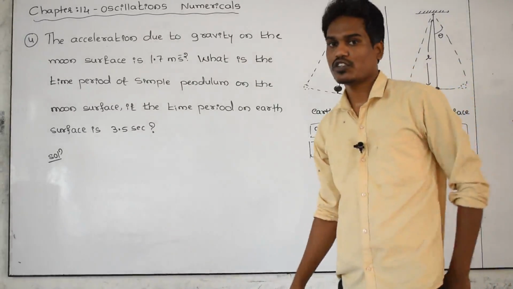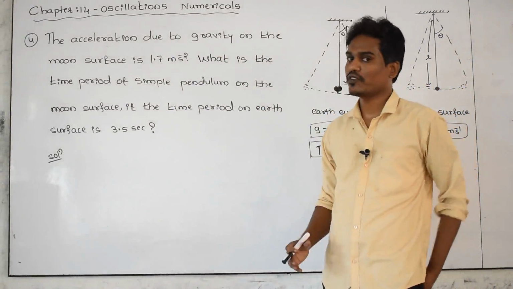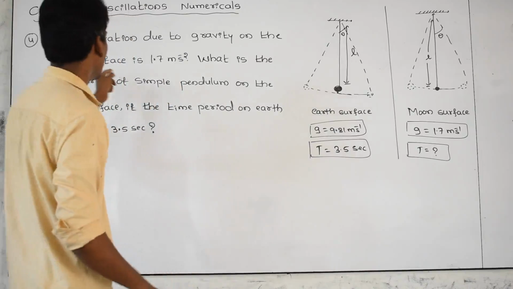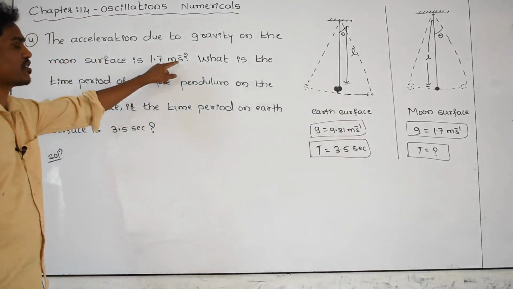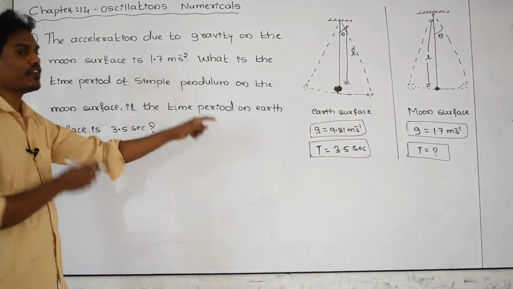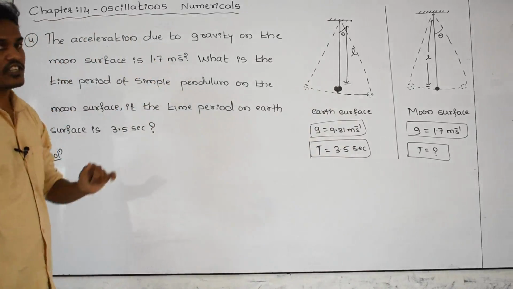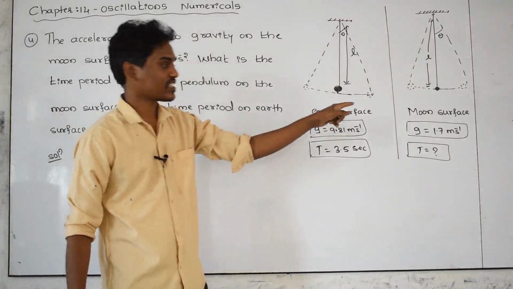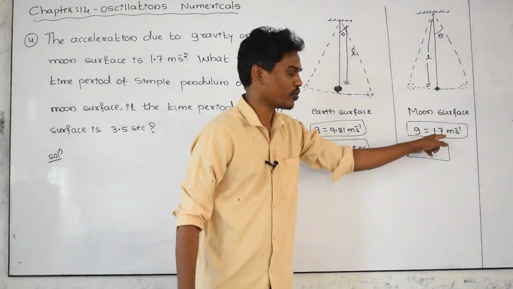And read the another question. What he has given first, you need to understand. The acceleration due to gravity on the moon surface is 1.7 meter per second square. You know very well the acceleration due to gravity on the earth surface is 9.8, but the acceleration due to gravity on the moon surface is 1.7.